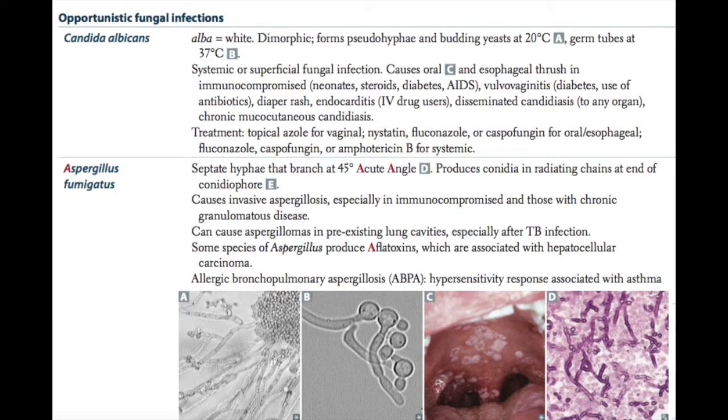So remember, mold with a septate hyphae that branches at acute angles, less than 45 degrees. So remember, acute angles in Aspergillus, and it's not dimorphic. What you see on the microscope is the picture second from the left. We have 45-degree branching angles with septate hyphae, and you can see rare fruiting bodies. You will not see budding yeasts.